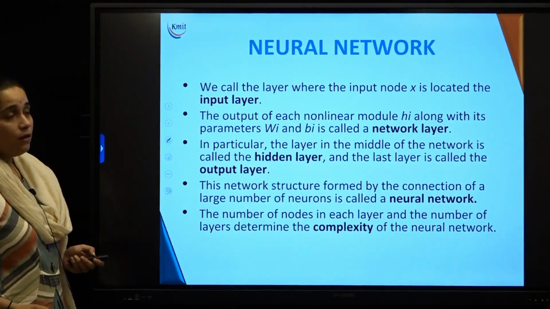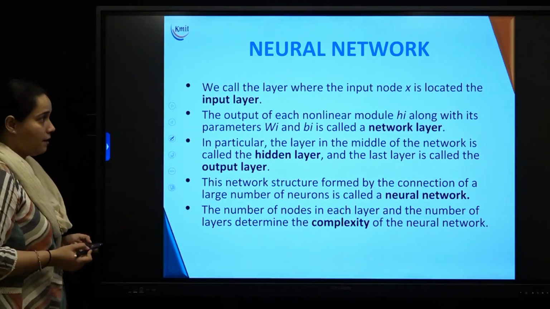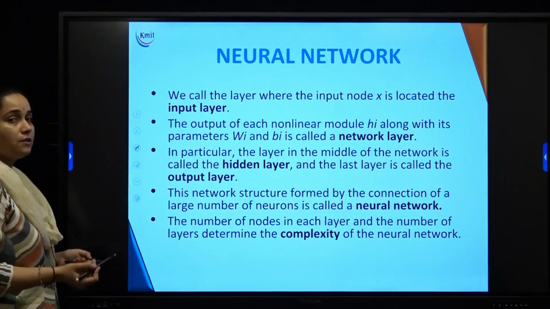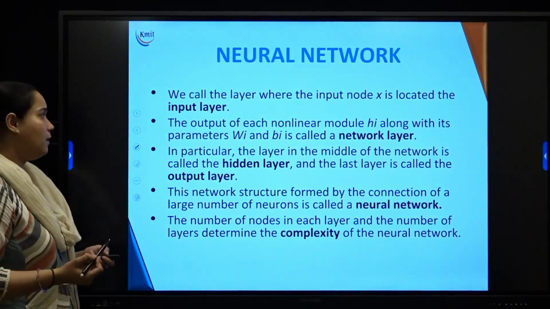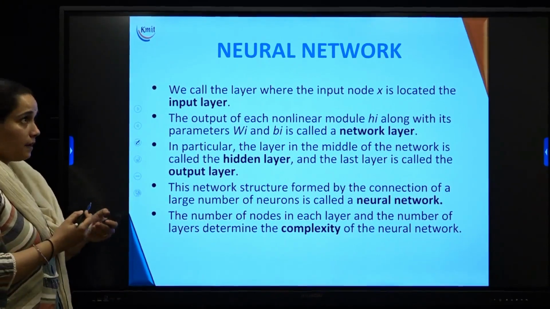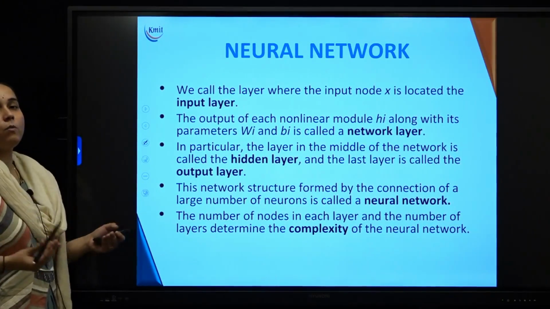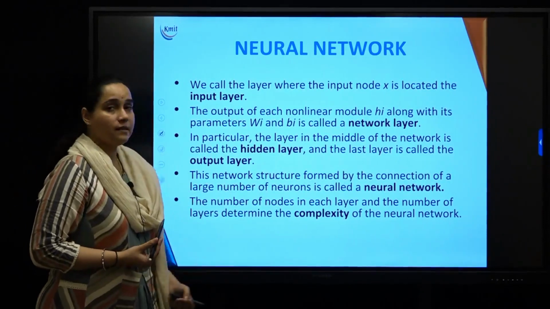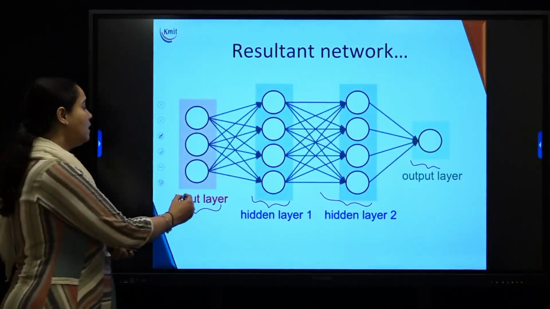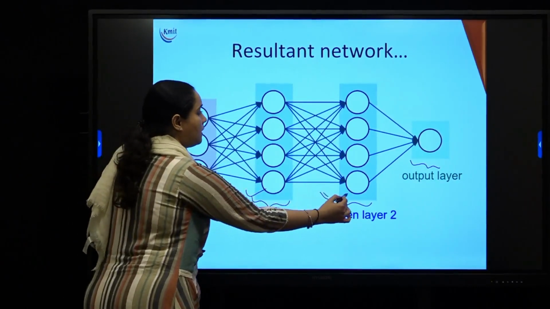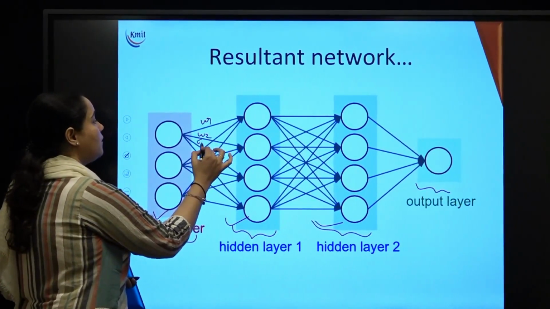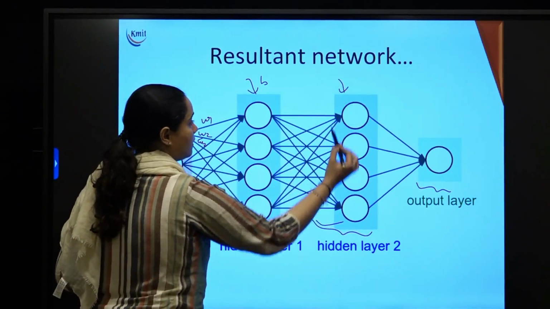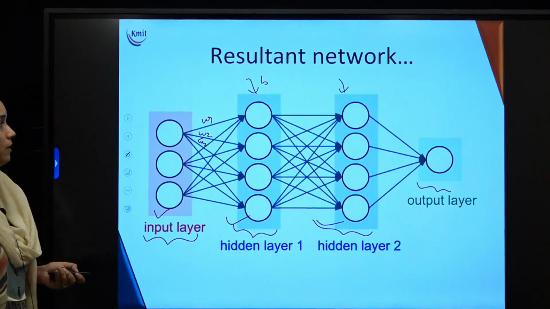So we call the layer where the input node X is located the input layer. The output of each nonlinear module, H1, H2 that I have been discussing, with its parameters W and B, is called a network layer. The intermediate layers in the middle of the network that you were seeing are called hidden layers, and the output layer is the last layer that is present. So you can quickly see here, this is the input layer, these are all hidden layers. You always have their associated weights, you have their biases which are coming in, which helps you to calculate further with every layer that is coming, and finally you have got an output layer.